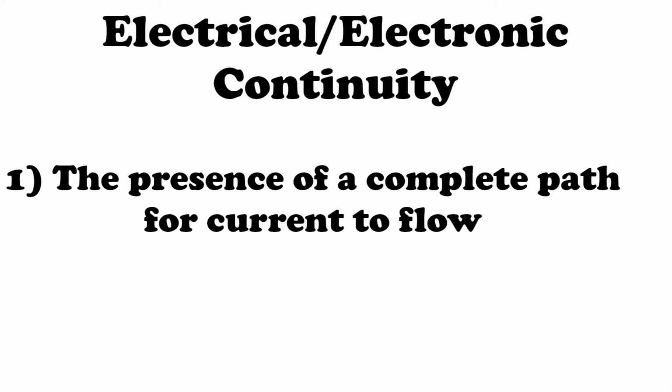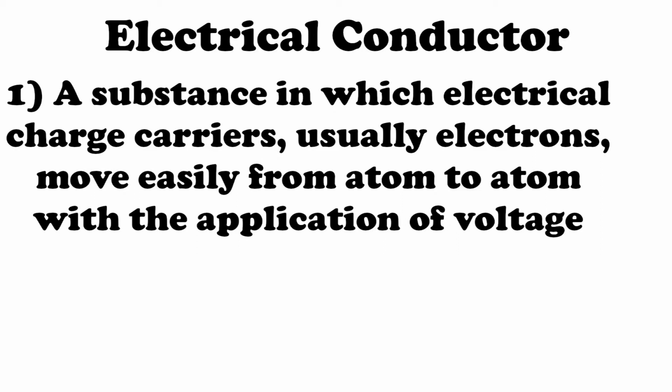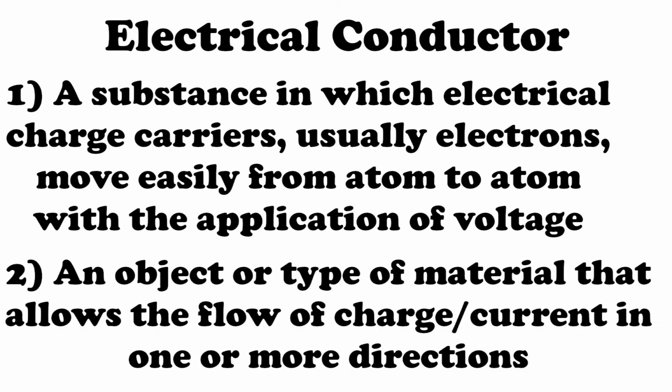So what is meant by electrical or electronic continuity? Electrical or electronic continuity is the presence of a complete path for current to flow. That path is composed of an electrical conductor. What is an electrical conductor? An electrical conductor is: 1. A substance in which electrical charge carriers, usually electrons, move easily from atom to atom with the application of voltage. 2. An object or type of material that allows the flow of charge or current in one or more directions.